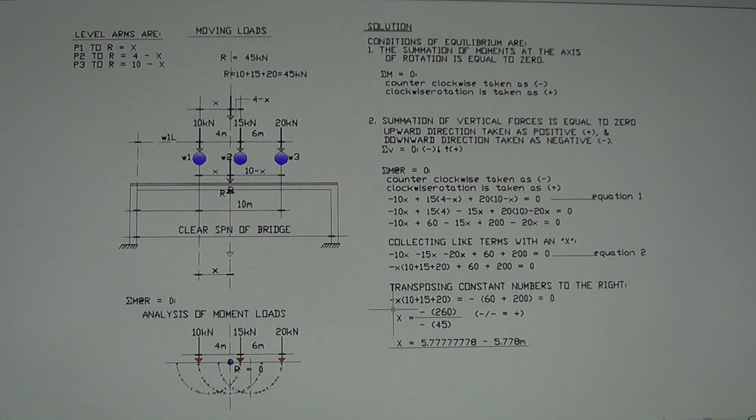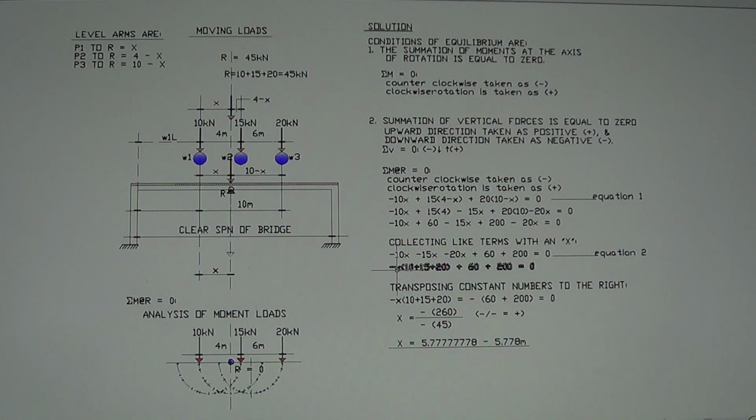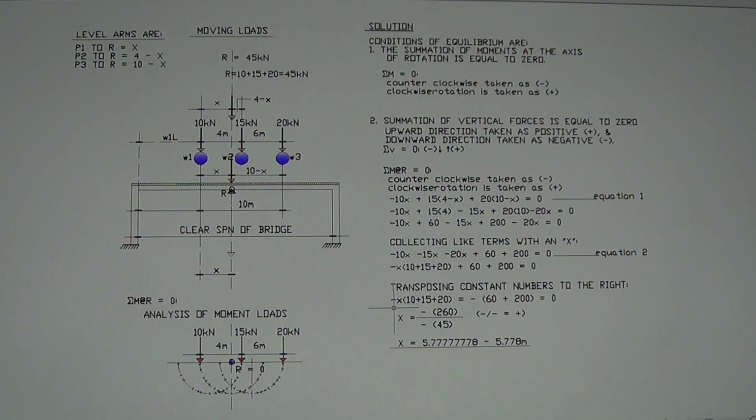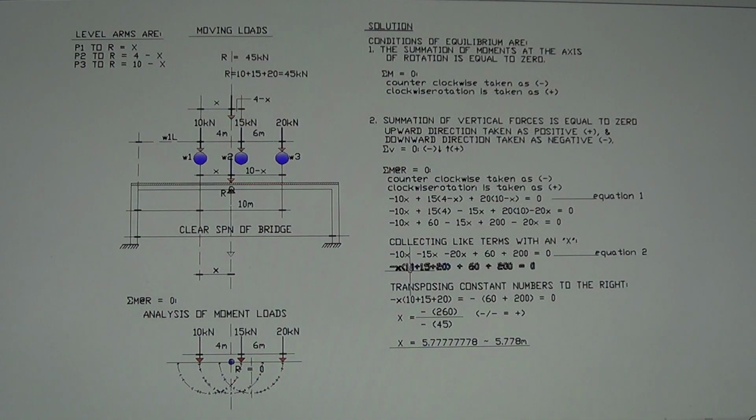Now here's the continuation. You factor the x out of this, so you have 10 plus 15 plus 20 times x plus 60 plus 200 is equal to 0. Here, factor the minus x outside of these three right here, and now x is equal to minus 260 over minus 45. The sum of 10, 15 plus 20 is equal to 45, so right there.